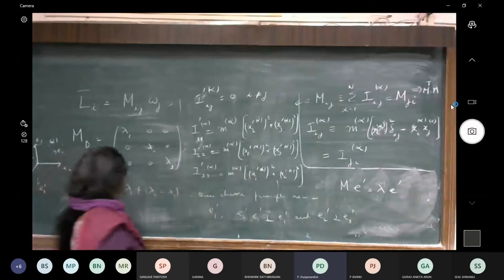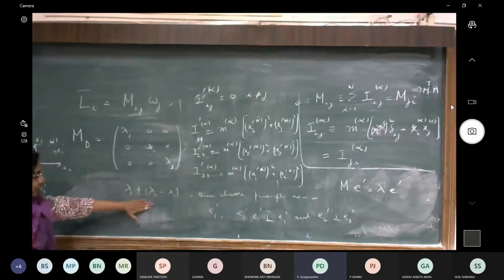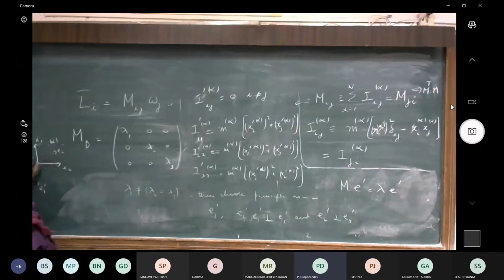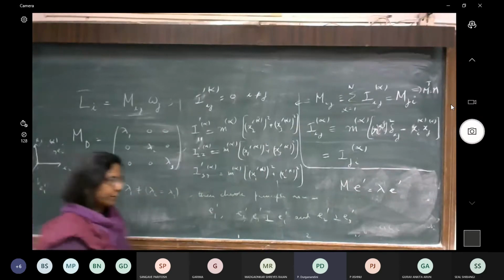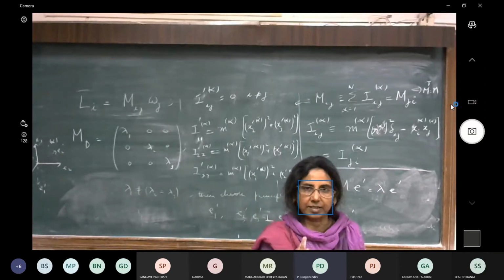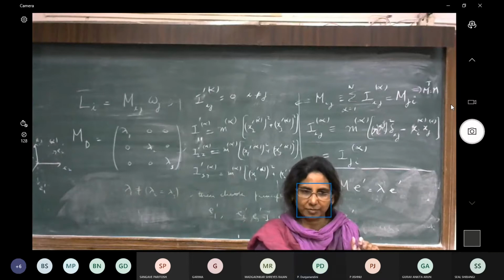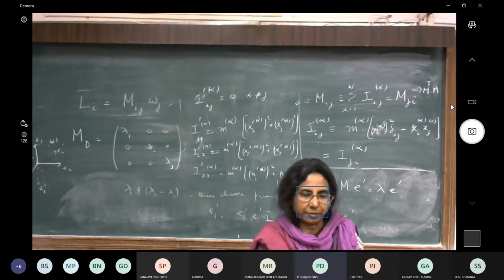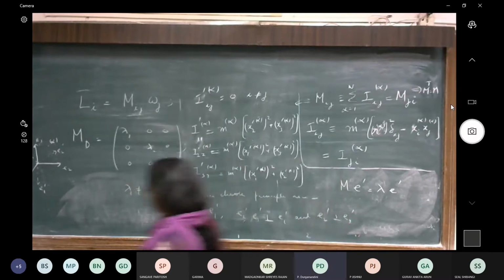But since all I'm getting from these eigenvalue considerations is that I can choose E2 prime and E3 prime to lie in the plane normal to E1 prime, it means that when I do a rotation about the E1 prime axis, my rigid body must remain symmetric with respect to the rotation. Because it is not going to tell me otherwise.